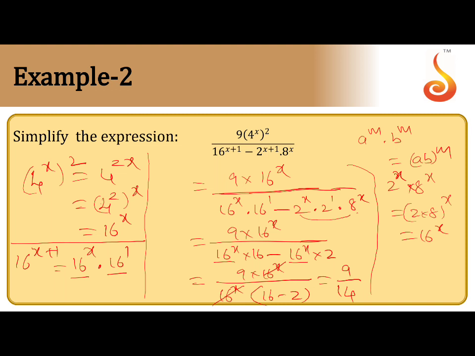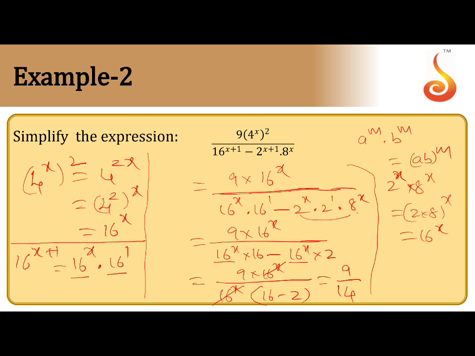So it is a little tricky. Just observe, you have to simplify this one. The first thing is how to apply the laws. 4 power x whole square is nothing but 4 power 2x, using the property a power m whole power n is a power mn. And again, rewrite that as 4 square whole power x. That means both give the same answer.